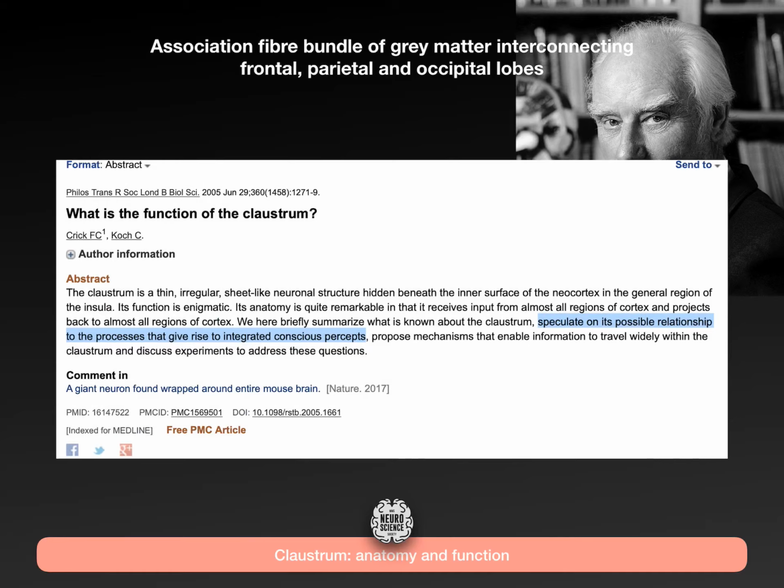Not a big fan of Crick, but he postulated that it was a possible origin for integrating conscious perception. So it may be where this whole idea of the major locus of consciousness is, or it's certainly a big component in the orchestration of consciousness. Not sure what we think about that nowadays, but no one really knows what the claustrum is, but it often comes up in neuroanatomy because it's such a well-defined structure.